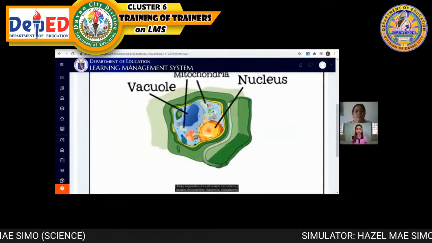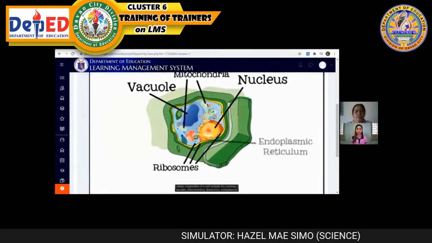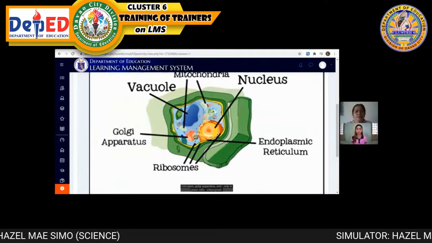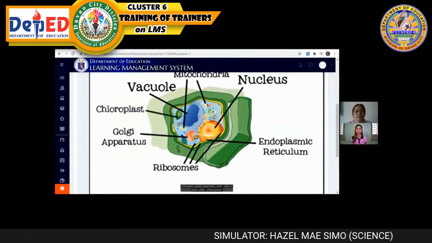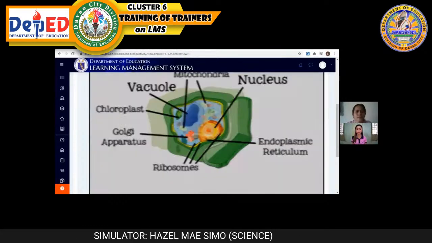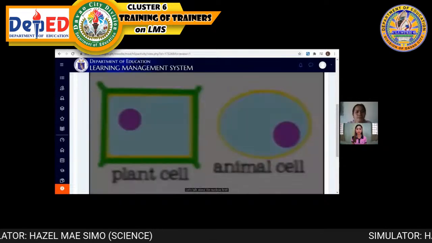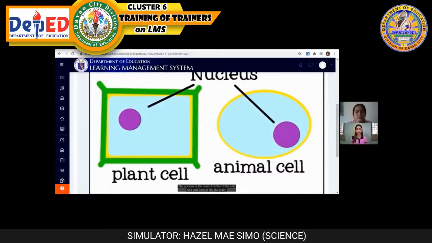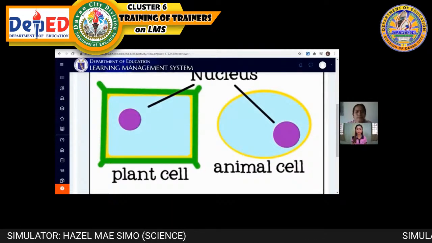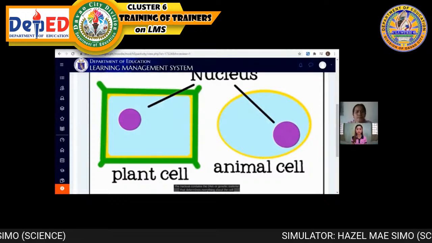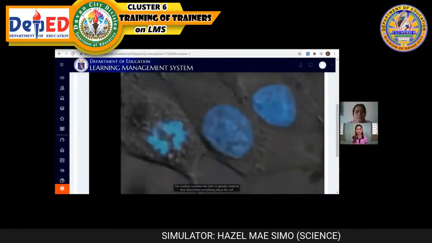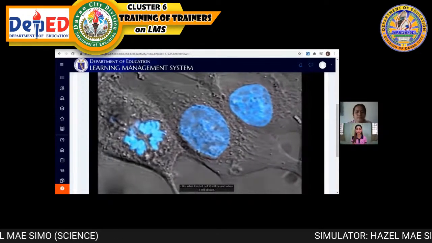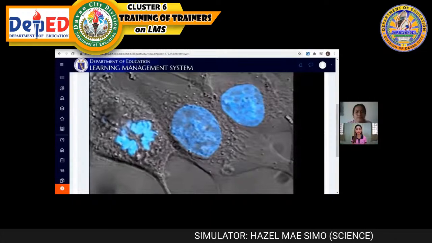Major organelles of a cell include the nucleus, vacuole, mitochondria, ribosomes, endoplasmic reticulum, Golgi apparatus, and, only in plant cells, chloroplast. Let's talk about the nucleus first. The nucleus is the control center of the cell and acts kind of like the brain. The nucleus contains the DNA or genetic material that determines everything about the cell, like what kind of cell it will be and when it will divide.